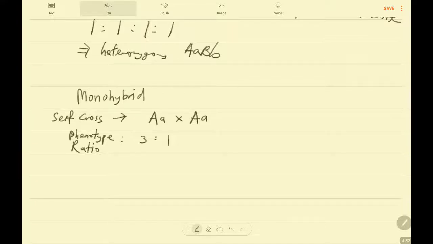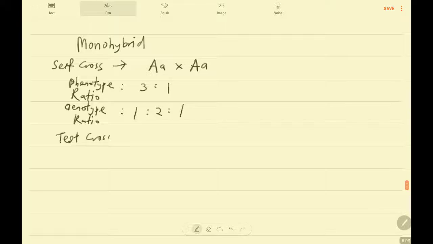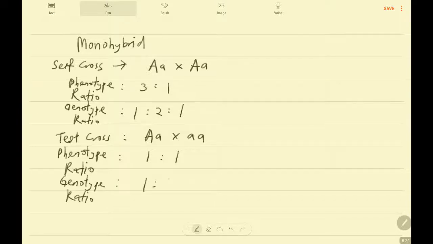Then the genotype ratio, you will get 1:2:1. Next, the test cross. For the test cross, you cross big A, small a with small a, small a. So your phenotype ratio is 1:1, and the genotype ratio is also 1:1. For genotype ratio and phenotype ratio, you must write down what? White color, purple color, tall, short, big A, small a, big B, small b.